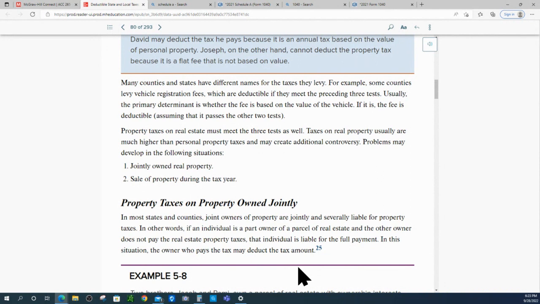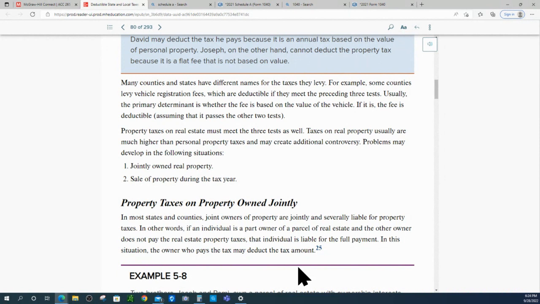So if you own this property with your brother 50-50, and it happens to be located in a state that has joint and several liability, that means that if your brother doesn't pay his half, you still have to pay the whole amount. You're responsible for 100% of it if your brother doesn't pay his amount. In states that don't have joint and several liability, then it would be 50-50. So you'd only be responsible for paying your half of the property tax. The state would go after your brother separately.